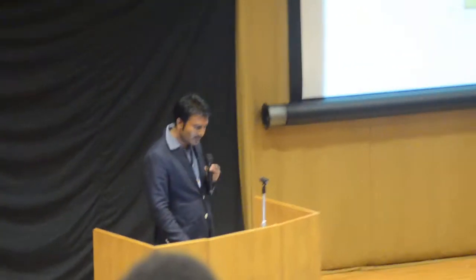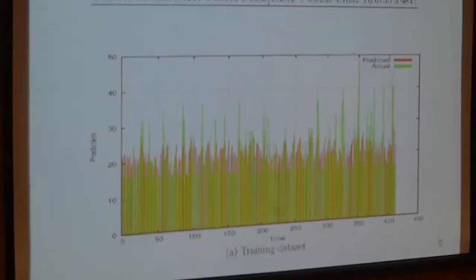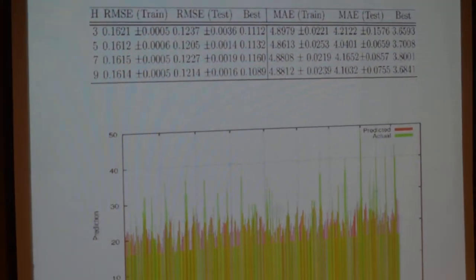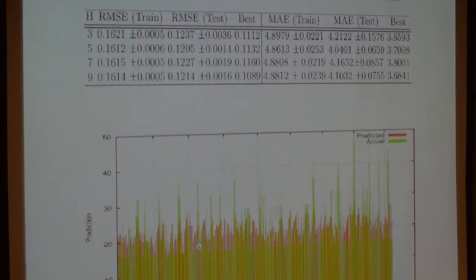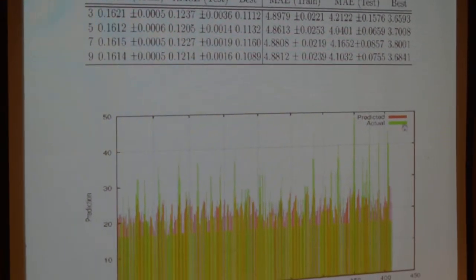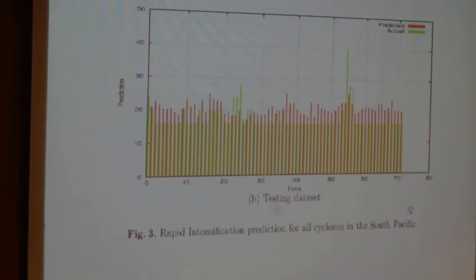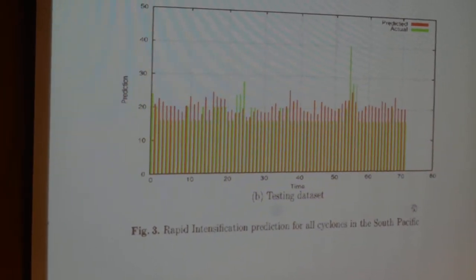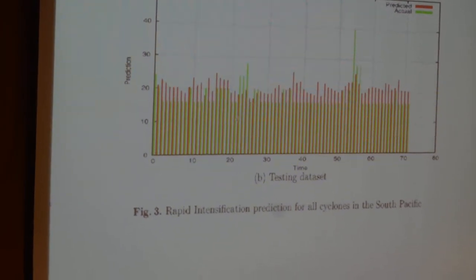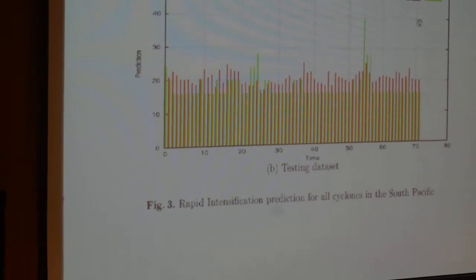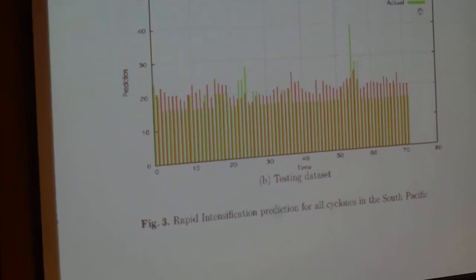And this is actually a sample run of one case where all the rapid intensification is predicted in the training set, where the actual is green and the predicted is red, and this is of the test set. So the neural network has been this accurate in predicting the rapid intensification, with green the actual and the predicted in red.